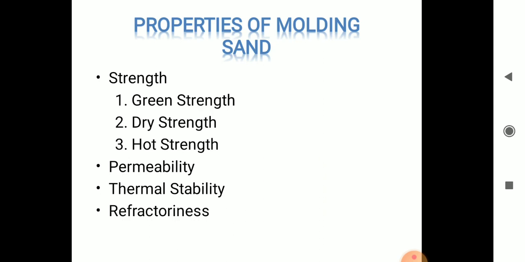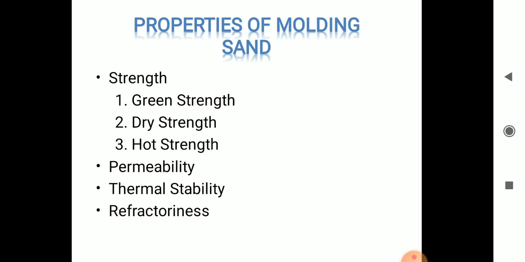Second one is the dry strength. Dry sand must have strength to resist erosion and also the metallostatic pressure of the molten metal, or else the mold may enlarge. Third one is the hot strength. The static pressure of liquid metal bearing against the mold wall may cause mold enlargement if the metal is still flowing. Erosion, cracks and breaking may occur unless the sand possesses adequate hot strength. This is the hot strength.